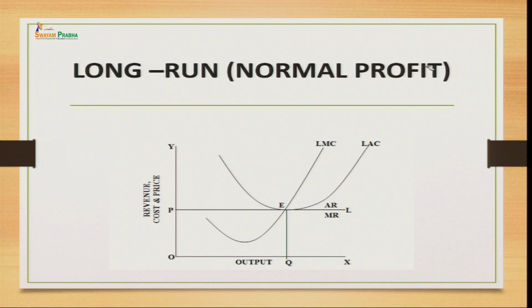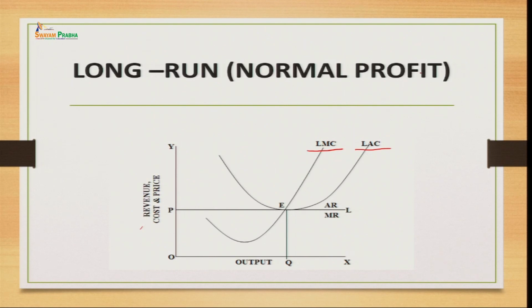The firms which will remain will only earn normal profit. So, again on the x axis we have output, and on the y axis we are representing revenue, cost and price. And since we are talking about long run, here we are representing the marginal cost as LMC, the long run marginal cost curve, and this is the long run average cost curve.